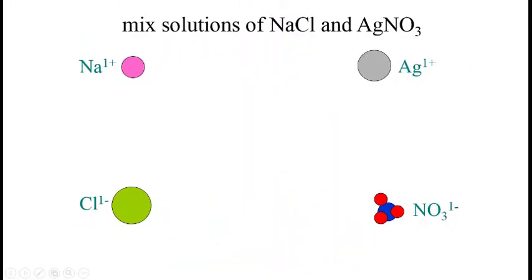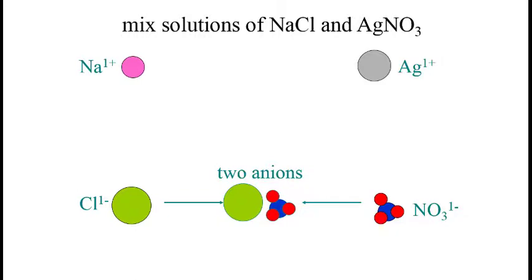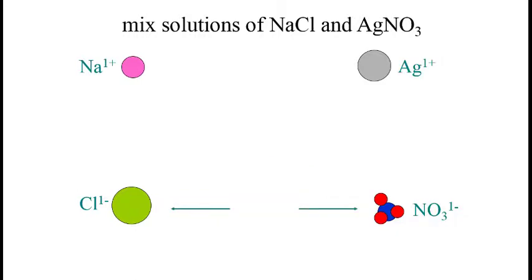If we think about what's going on when solutions of sodium chloride and silver nitrate are mixed, there are a lot of possible interactions. In solution, sodium ions and silver ions can interact. However, they are both cations and they would repel one another rather than come together in a solid. Likewise, chloride and nitrate can interact, but they are both anions and would repel one another. To form an ionic compound, we need one cation and one anion.